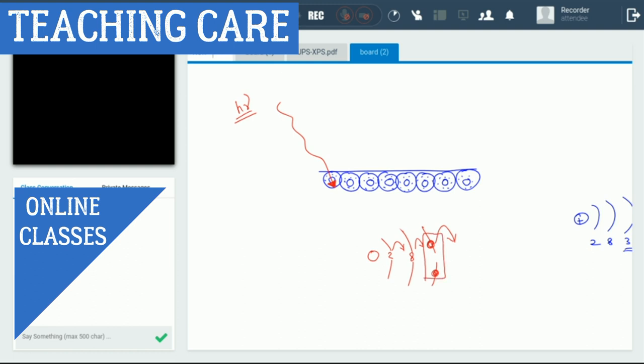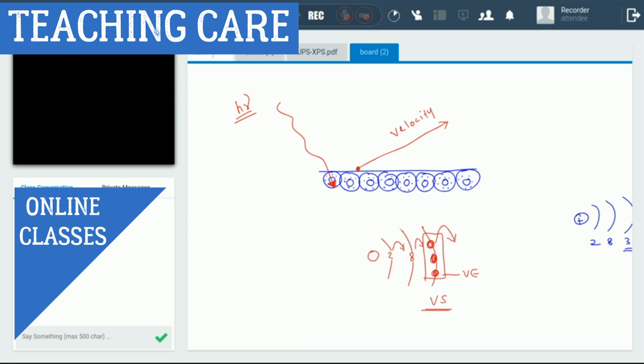Think of the electron which is present in the valence shell. The valence shell is the last shell of an atom. An electron present in the valence shell is called a valence electron. It has 3 valence electrons. What will happen? They will jump out of the shell. When they jump out of the shell, see, one electron is ejected from the atom. So it will escape from the metal surface with a particular velocity. How is it escaping from this metal surface with a particular velocity? Because of the photon hitting the surface of the metal.